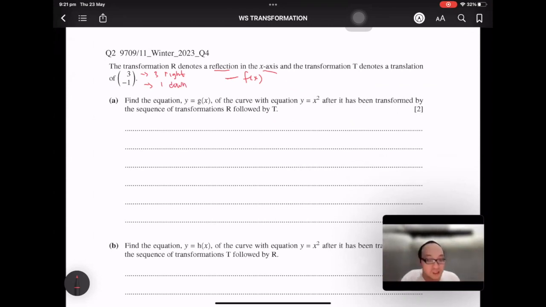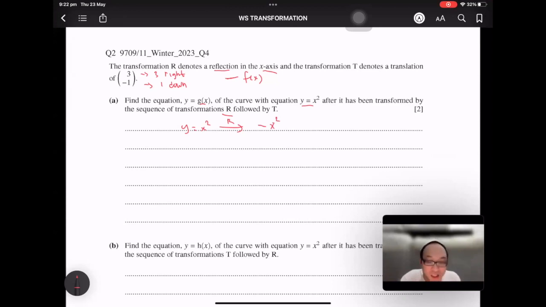So find the equation of g(x), the curve with equation y equals x squared after it has been transformed by sequence of transformations R followed by T. So we do R first. So we reflect the function y equals x squared under the transformation R. We reflect it in the x-axis, so it becomes negative y. So this is negative x squared.